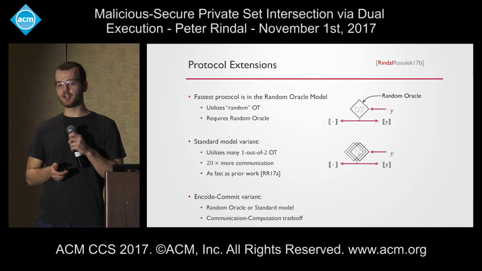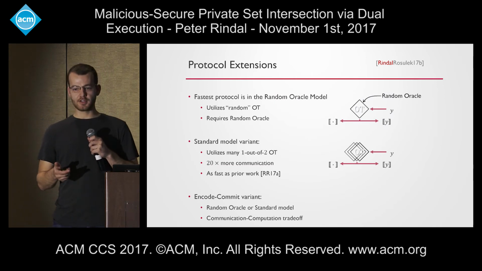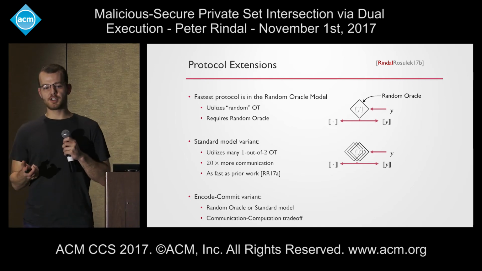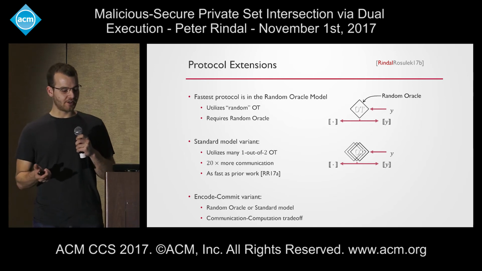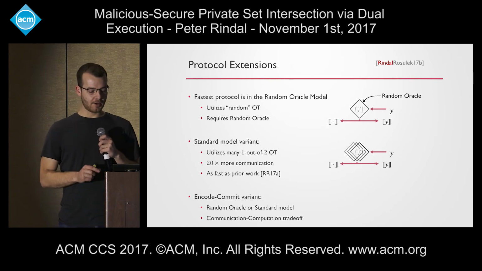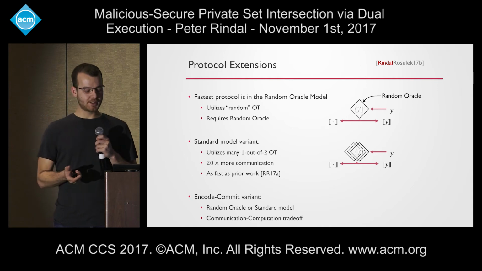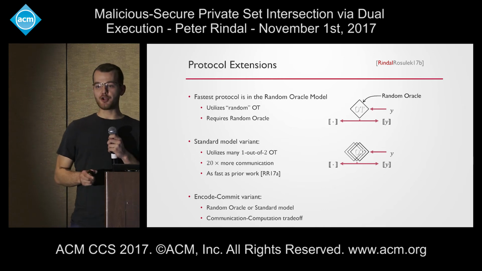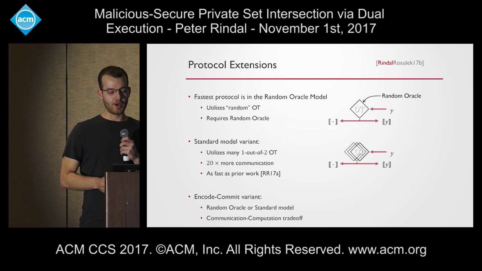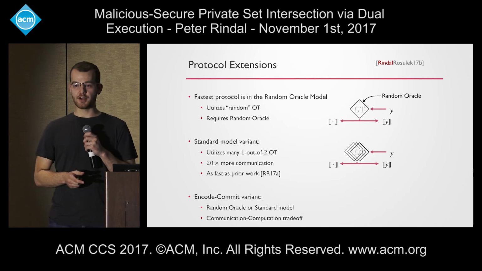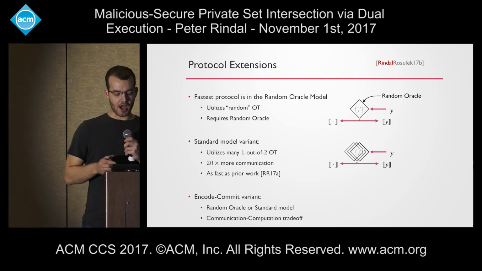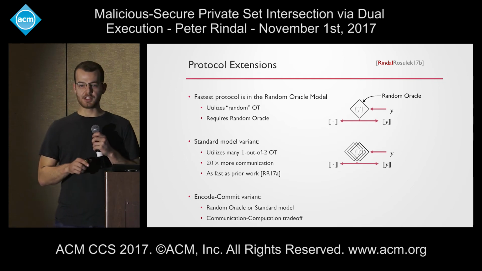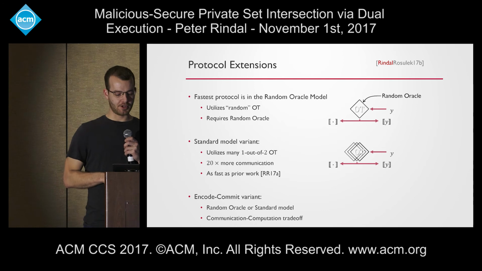So the protocol I just introduced, we use in the random oracle model, where we need this random oracle, which is a slightly weaker model than the standard model, and it allows us to get better performance. And where we use the random oracle is in this encoding step. And so we show how you can actually replace this encoding step with one that you can prove security for in the standard model. However, to do this, we have to use many 1 out of 2 oblivious transfers, and it results in like a 20x increase in communication.